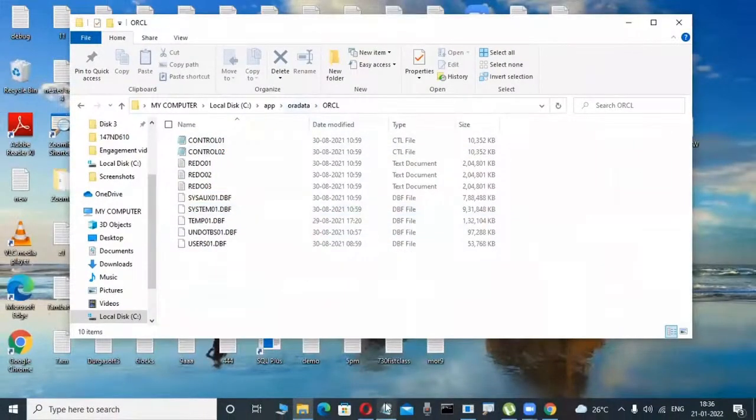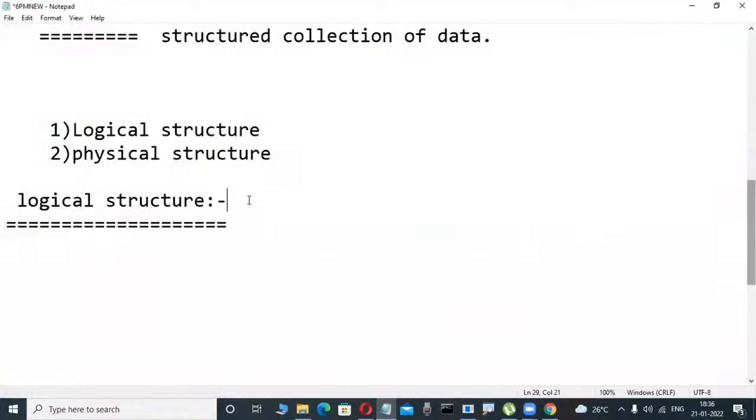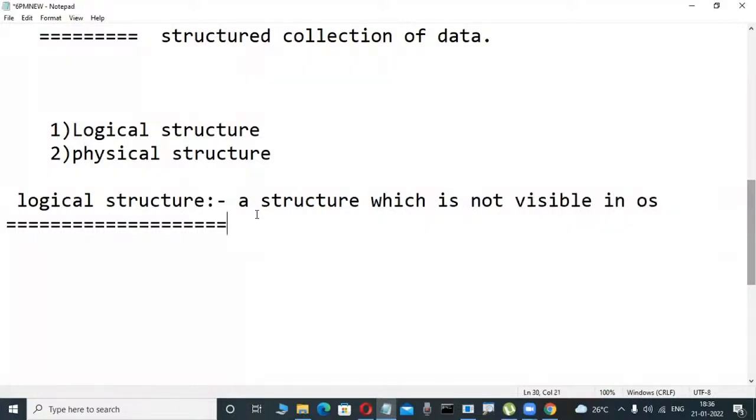That's why what is a logical structure? Don't write it, a structure, a database structure, don't worry. A structure which is not visible in the operating system, in OS, is called a logical structure, the logical structure of the database.